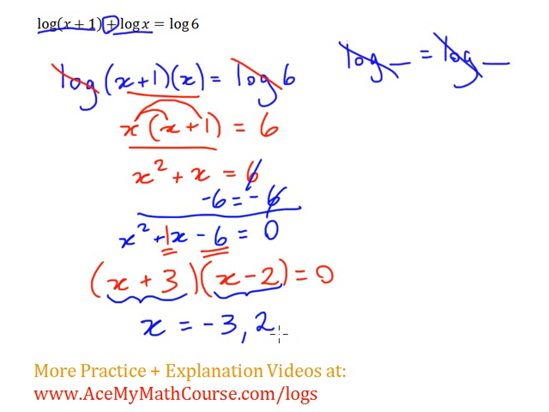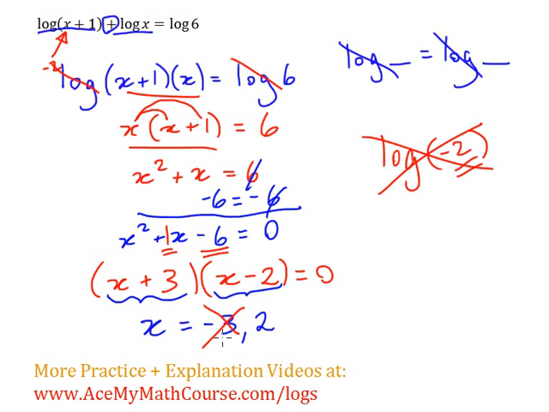Is that right? Are we done? No! We actually have to check and see if each answer is actually permissible. What do I mean? Well, if I were to plug in a negative 3 here for x, I would get log of negative 3 plus 1. Negative 3 plus 1 is negative 2. And we cannot have the log of a negative number. That's outside of the domain of the log. And that just does not work out. So we're going to have to reject the negative 3. We always reject whatever would give us the log of a negative number.